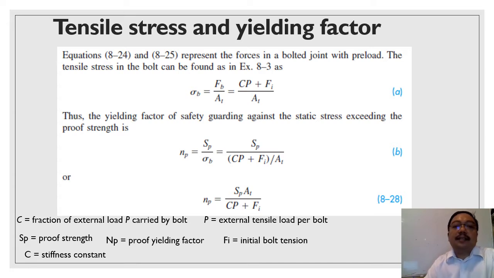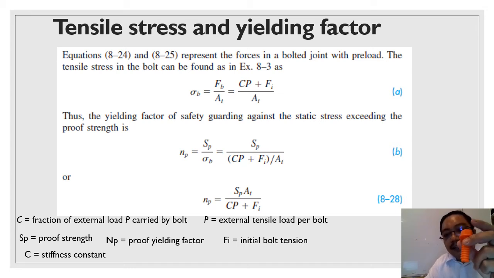preload. The tensile stress in the bolt can be found in equation 8-3, as this is the stress for the bolt. Stress σ_b equals F_b, the force on the bolt, over the area of the thread, equals (C P plus F_i) over A_t, where C is the fraction of external load carried by the bolt, P is the external tensile load per bolt, F_i is the initial bolt tension, and A_t is the area of the thread.